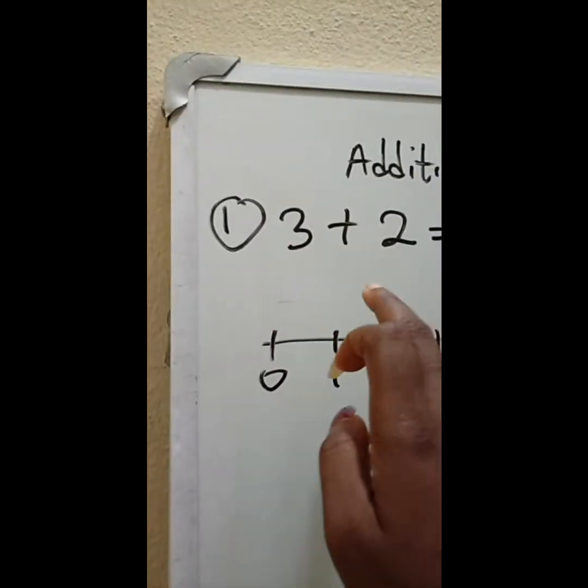Before we solve this, I want us to understand something. When you're solving addition, just always remember, let's use a frog, for example. When you're asked to solve addition, you just imagine that the frog is jumping forward. The frog is jumping forward.